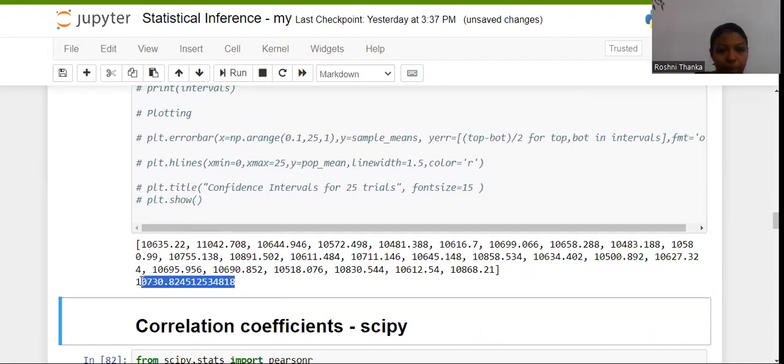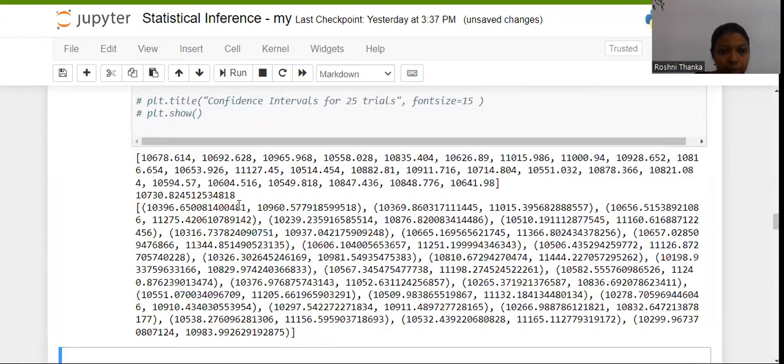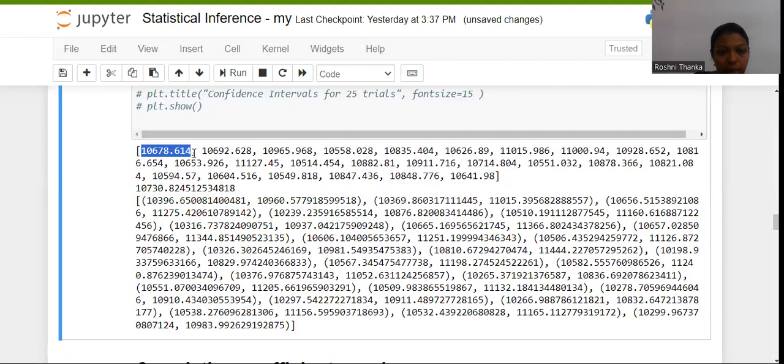So this is the population mean. And then let us find the intervals. When I find the interval, these are the 25 intervals. This is the interval for this value. So for this sample mean, this is the interval. And you can see that the population mean is obviously falling between this lower limit and upper limit.